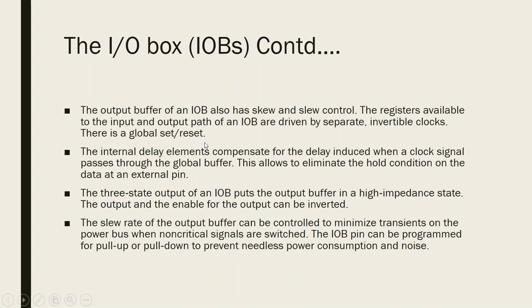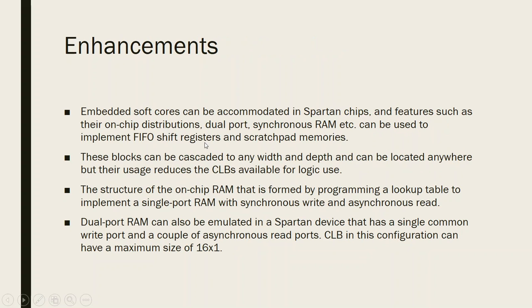The slew rate of the output buffer can be controlled to minimize transients on the power bus when non-critical signals are switched. So you have certain signals which are very, very critical, and we have certain signals which are okay. I mean, they are signals for sure, but they are not as critical as some of the other signals. The IOB pin can also be programmed for a pull up or pull down to prevent needless power consumption and noise. So this basically ensures that with minimal power consumption, maximum efficiency is achieved with using your FPGA system.